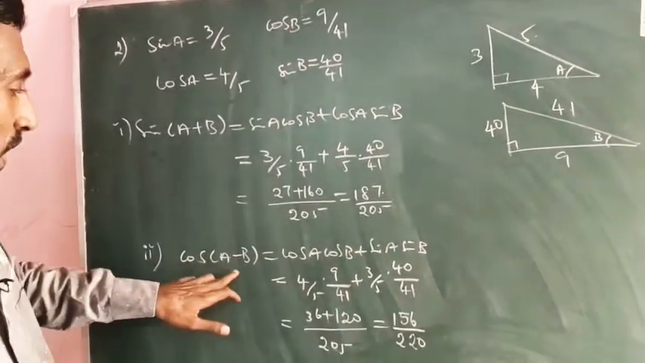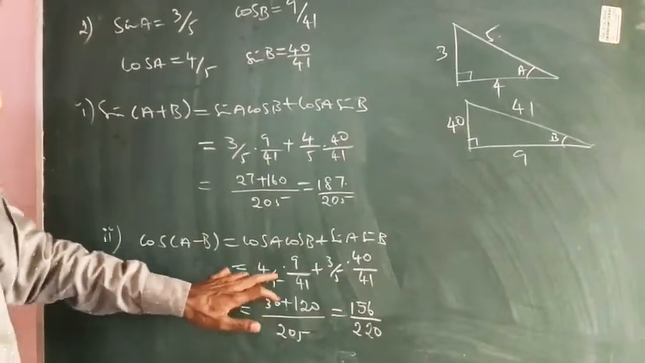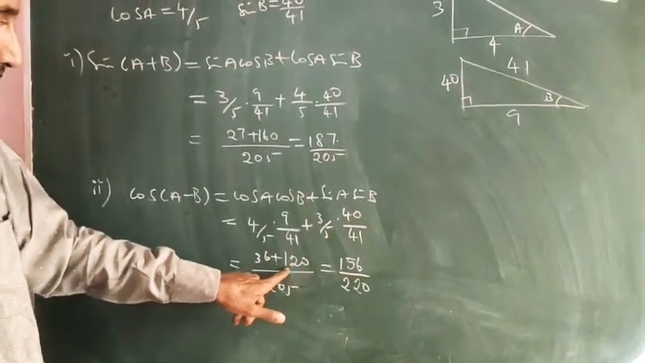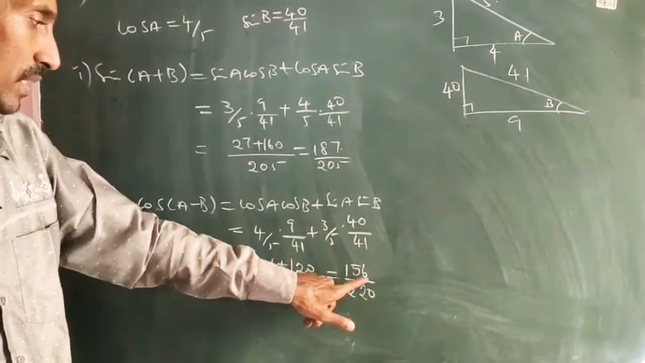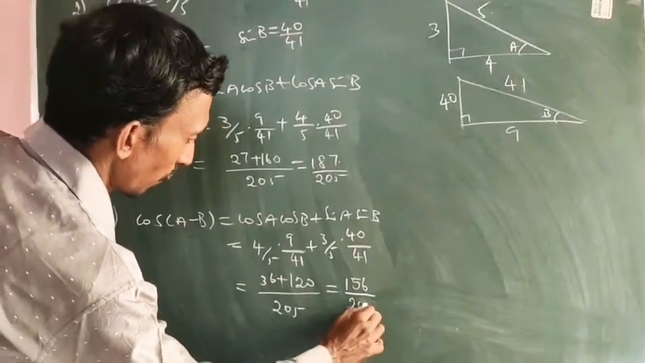Similarly, we can find cos(A minus B). The denominator is the same, 205. 4 nines are 36 and 3 forties are 120. So the answer is 156 by 205.